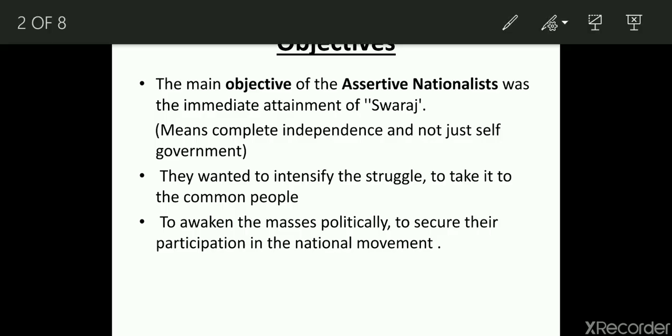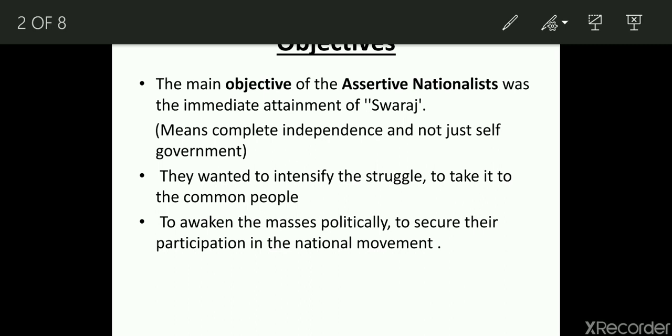So, the objective of the assertive leaders or assertive nationalists was the immediate attainment of Swaraj. As we know, the early nationalists were only demanding self-government under the British rule. But due to various reasons, the assertive thought came up, due to which the objective was shifted from self-government to Swaraj. So, Swaraj means complete independence and not just self-government.